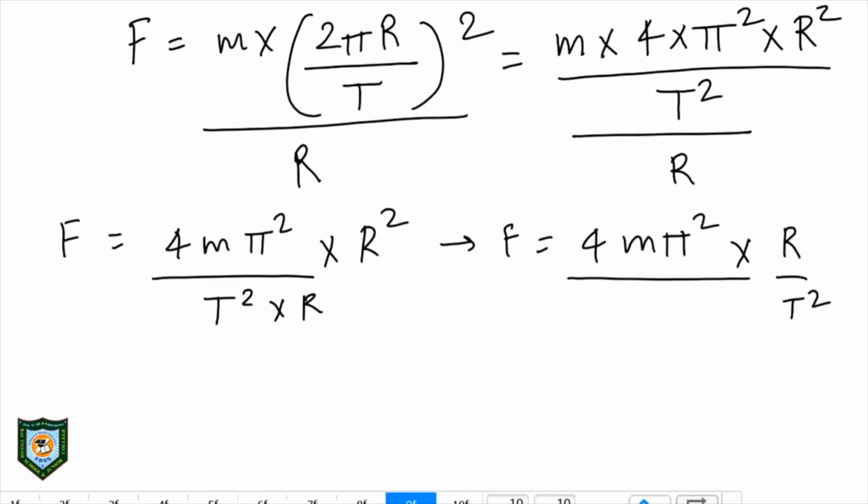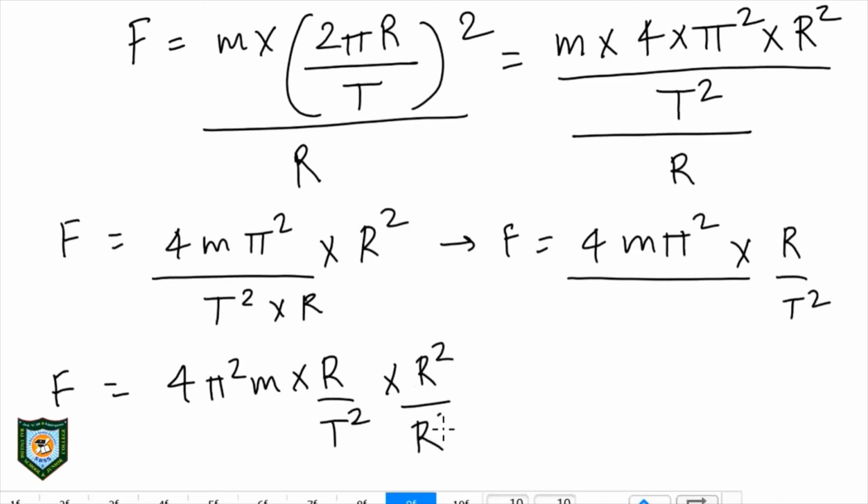Now here we already have a value T square, but we don't have an r cube here. So what we are going to do is multiply the right hand side with r square, and also divide that same side with r square, so that we do not change the equation. So F is equal to 4 pi square m into r divided by T square into r square divided by r square. This way I did not change my equation, and now I'm going to get some value that is going to be related to Kepler's law.